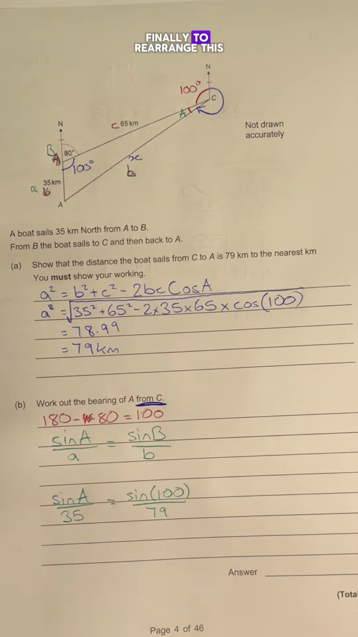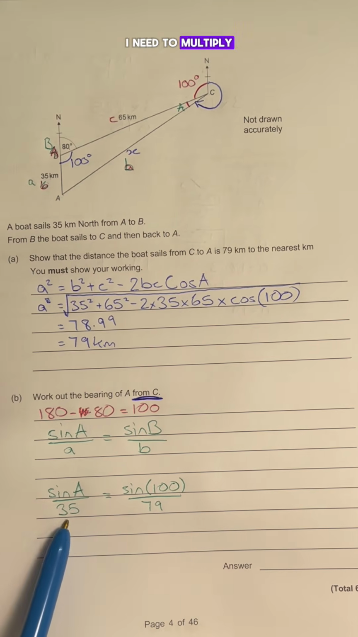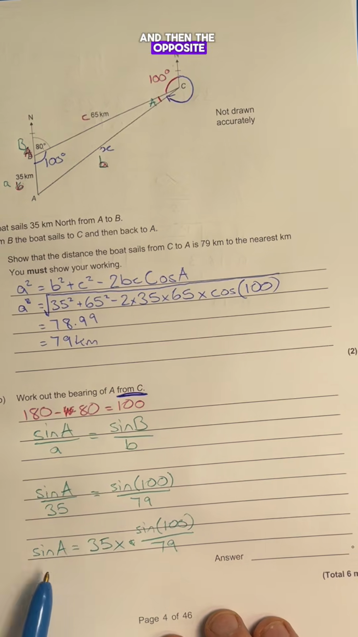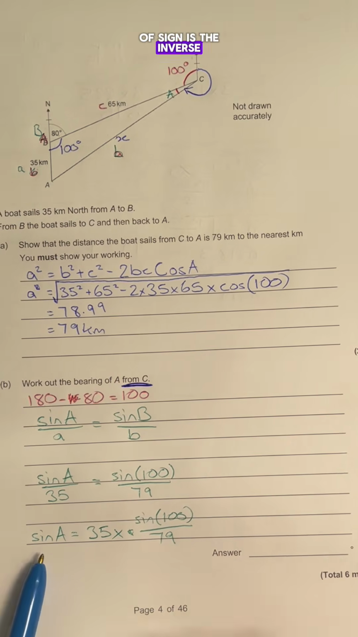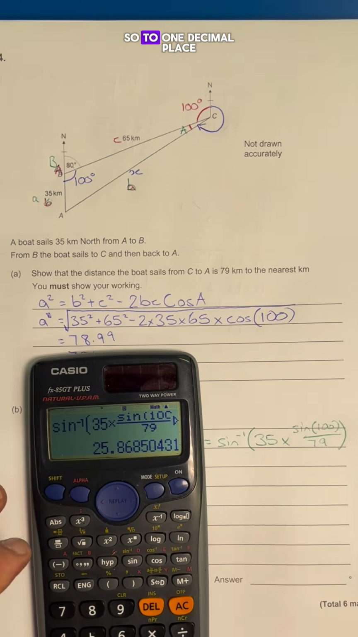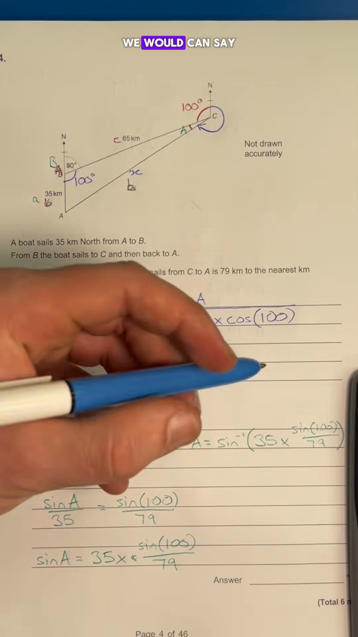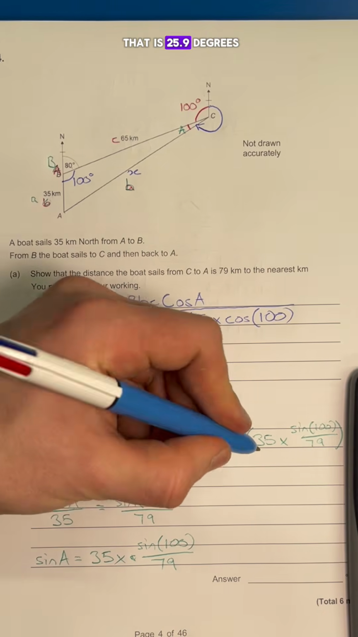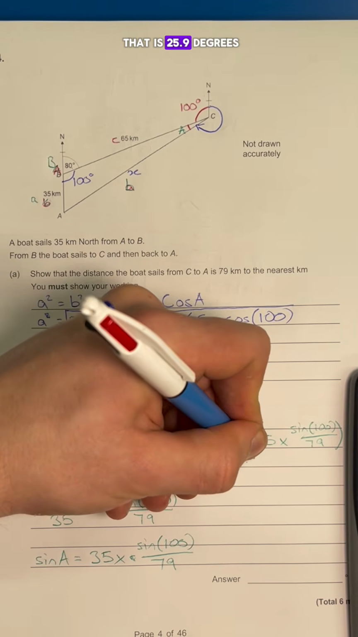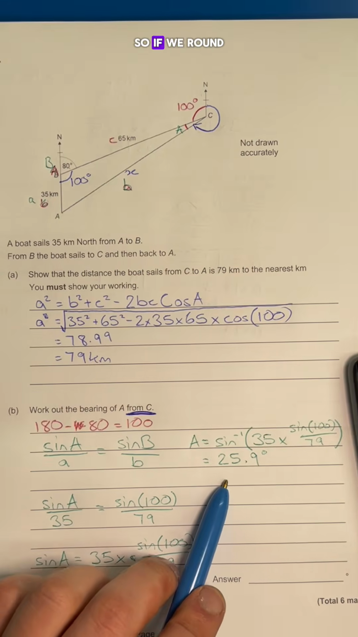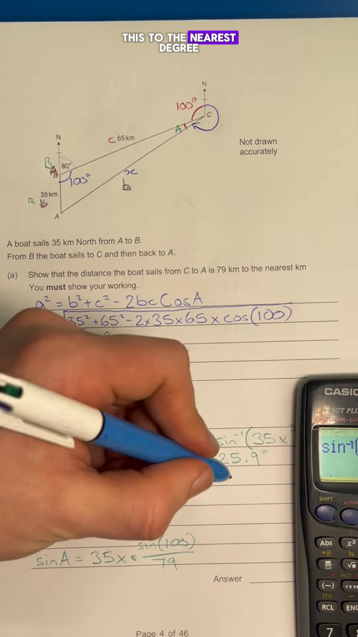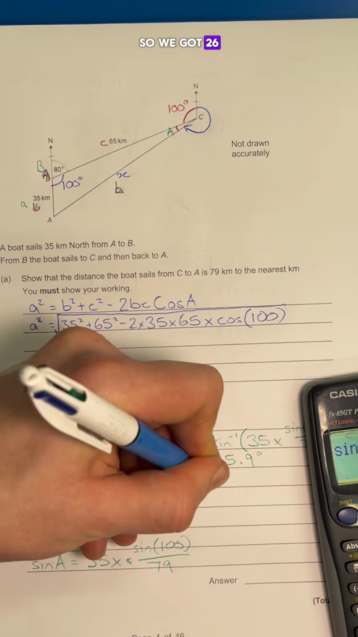Now, finally, to rearrange this, I need to multiply by 35. And then the opposite of sine is the inverse. There we go. And so to one decimal place, we can say that that is 25.9 degrees. So if we round this to the nearest degree, so we've got 26 degrees.